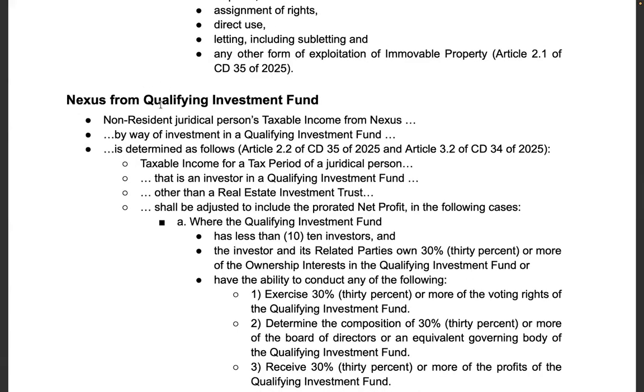There is another type of nexus, which is from a qualifying investment fund. We have to read it carefully. Non-resident juridical persons' taxable income from nexus by way of investment in a qualifying investment fund. Now, there's a non-resident person sitting somewhere in India and they have invested in a qualifying investment fund. Is determined as follows. A qualifying investment fund is basically what we spoke about the other day, listed in the stock market and so on, right? Yes, conditions are there.